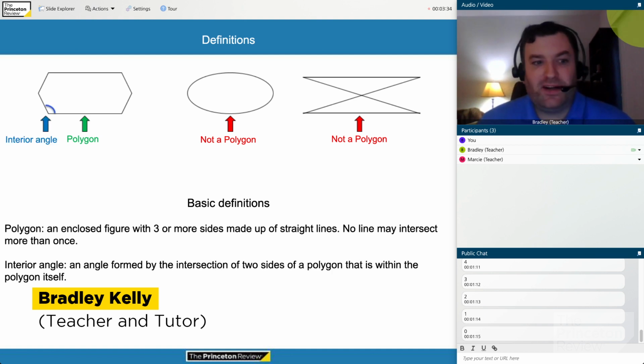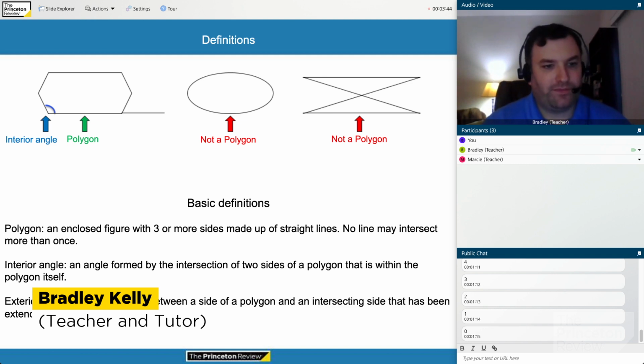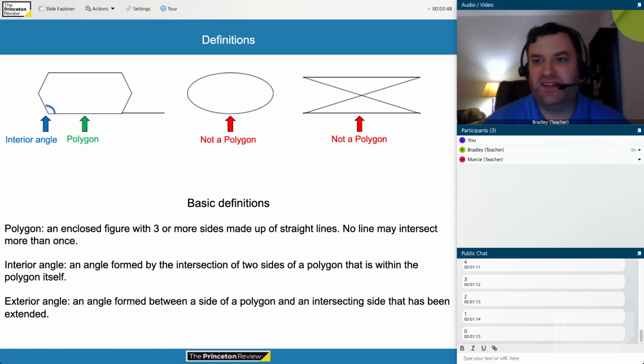The interior angle is just an angle formed by the intersection of 2 sides of a polygon that's entirely within the polygon itself. And an exterior angle is an angle formed between the side of a polygon and an intersecting side that has been extended. So that yellow angle right there will be an exterior angle.